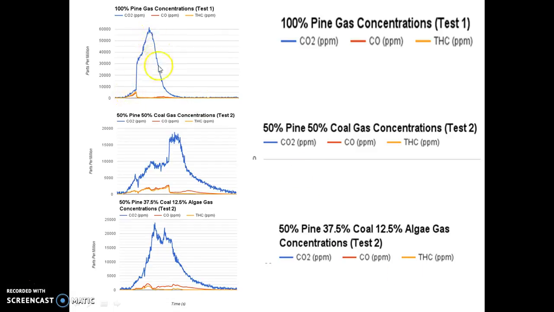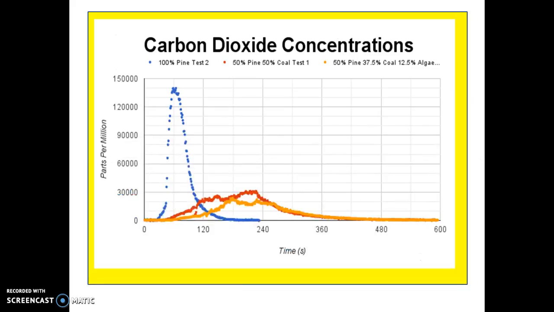This was a 100% pine burn. This shows the gas concentration, the carbon dioxide, and it went way up real fast. This time scale here is actually a lot shorter, and it got up to 60,000 parts per million. The 50-50 coal pine and the pine coal algae mix burned much slower. You can't really see it on this graph, and they didn't release near as much carbon dioxide in the amount of time, probably similar over the range of the burn, but the burns drug out a lot longer.